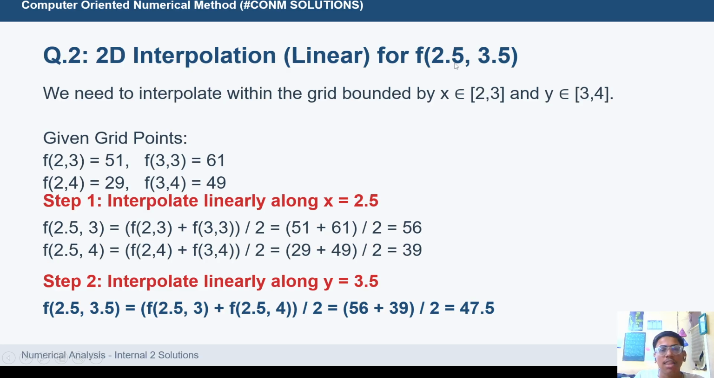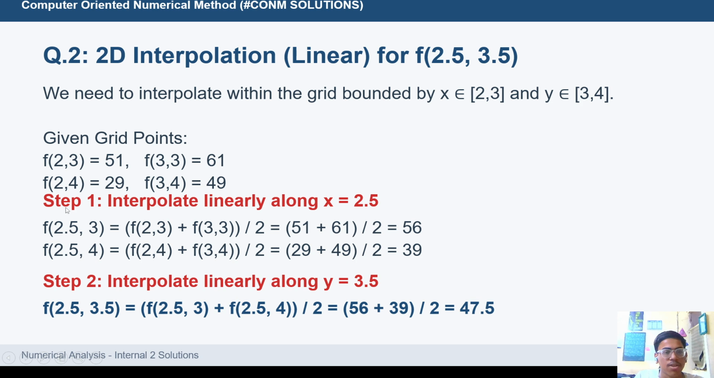So here, x lies somewhere around 2 to 3, as 2.5 lies between 2 and 3, and 3.5 lies between 3 and 4. So y lies around 3 to 4. First we will calculate the grid points near these values. The grid point f of 2, 3 is 51, f of 3, 3 is 61, f of 2, 4 is 29, f of 3, 4 is 49. These grid points are already given in the question.